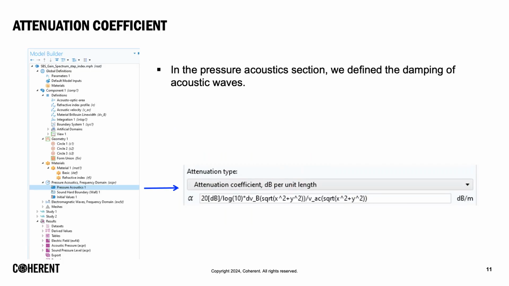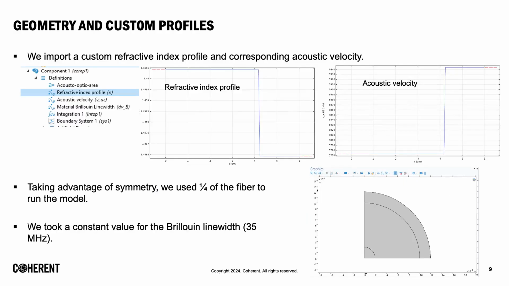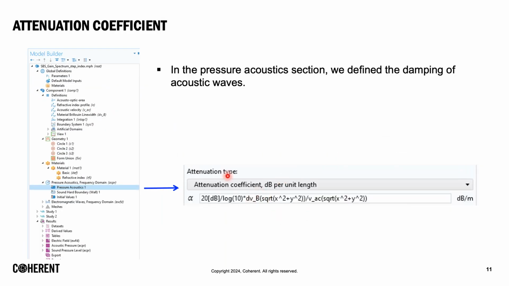So in the pressure acoustics section, we define the damping of the acoustic modes. This damping of the acoustic modes is related to the Brillouin gain coefficient. So here we inserted this expression, which takes into account the acoustic velocity, and this material Brillouin line width is inserted here as a loss, because the acoustic modes have a line width, so they will decay.